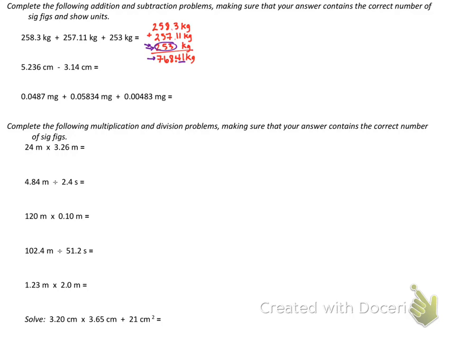So now, in this case, I take my answer, 768.41, and I need to make that 3 significant figures. My doubtful digit, again, is this 8. So then I look at what this 4 does to this 8. Well, since that 4 is under 5, my answer will be 768 kilograms.